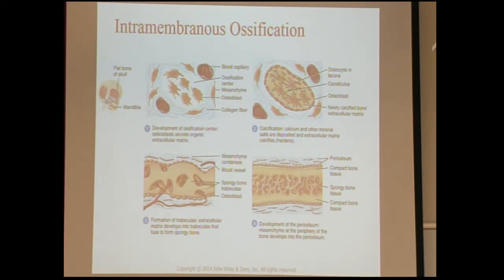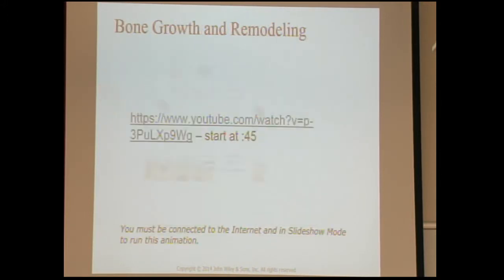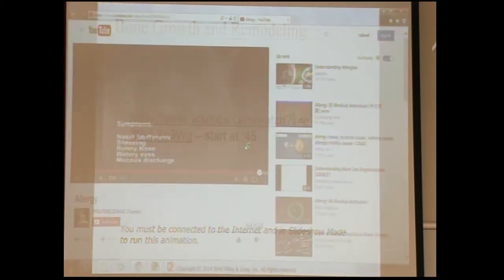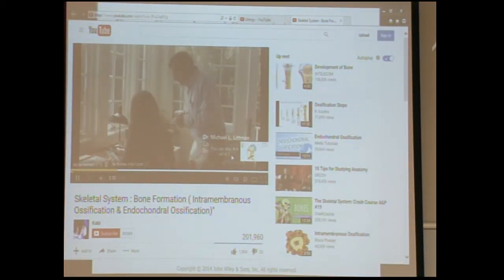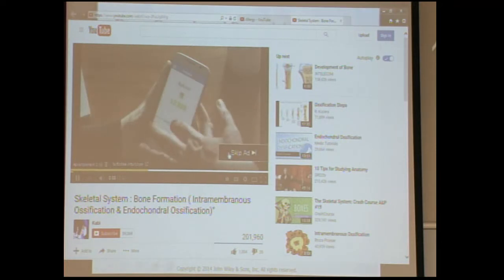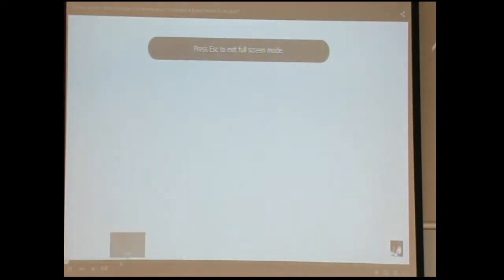What? I kind of want to do that. All right. Computer. So we'll look at a little movie. For 45 seconds.